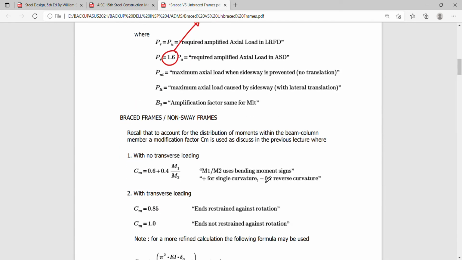So let's move over to the equations we are going to use when we consider the brace frame condition or the non-sway frame condition. So recall that to account for the distribution of the moments within the beam column member, a modification factor Cm is needed, as discussed in the previous lecture, where Cm is simply defined by the basis of this AISC formula when there is no transverse loading, and can be further simplified into two values when there is a transverse loading.